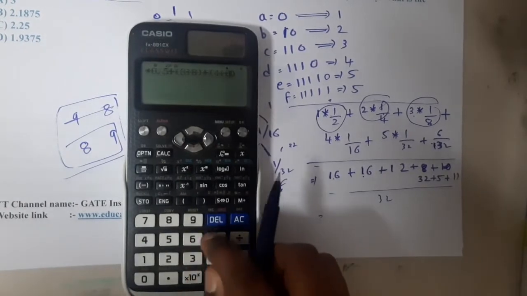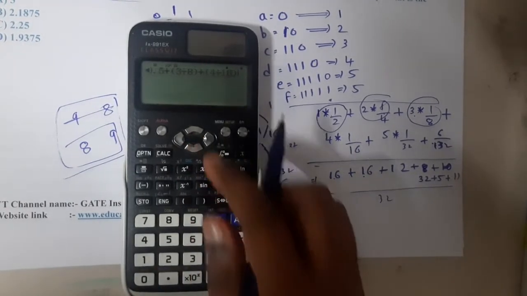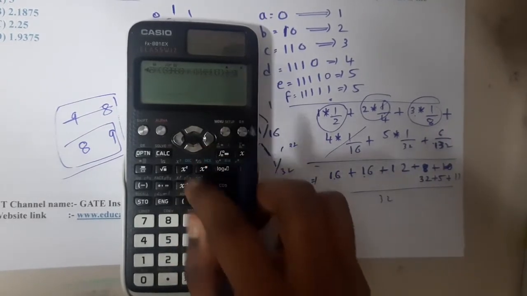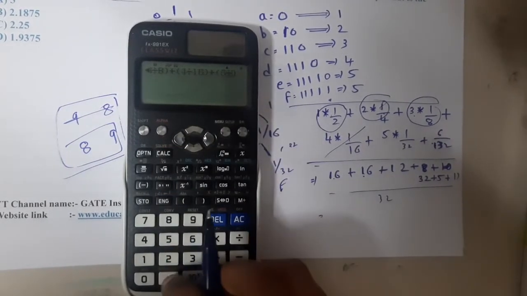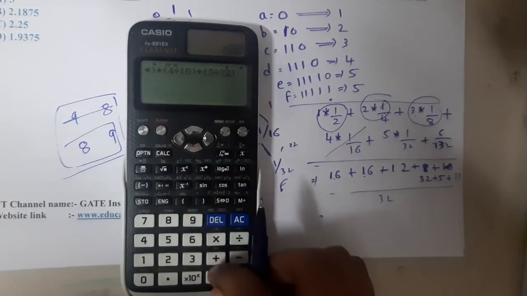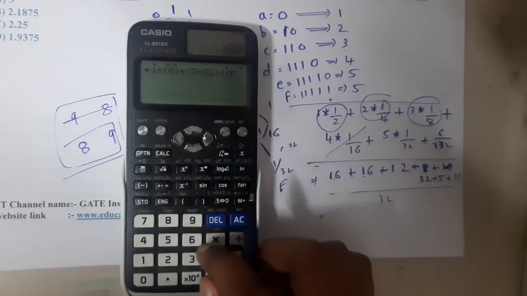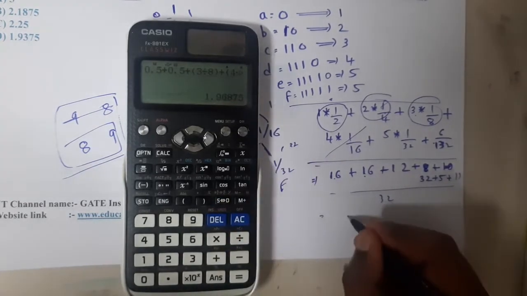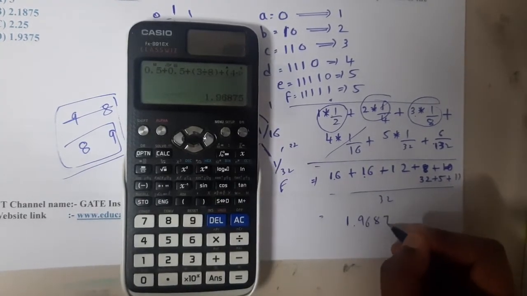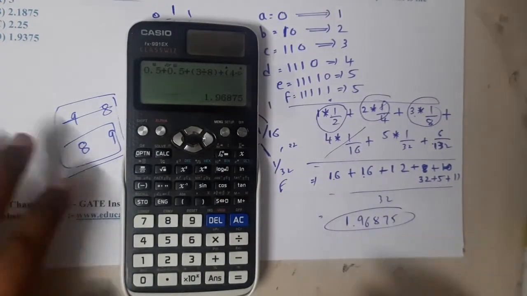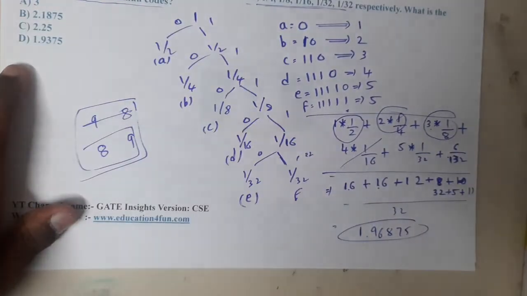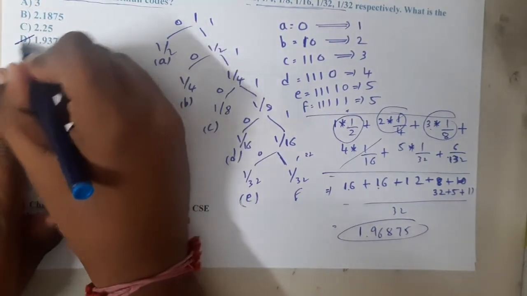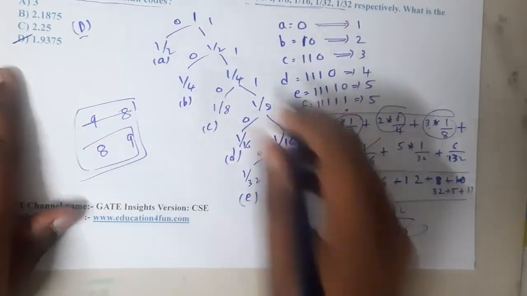Then we are adding 5 divided by 32, and then 6 divided by 32. At the end the answer is 1.96875, guys. So option D could be the correct answer. I think even after using the calculator, I made some silly mistake earlier. So D will be the answer, guys.